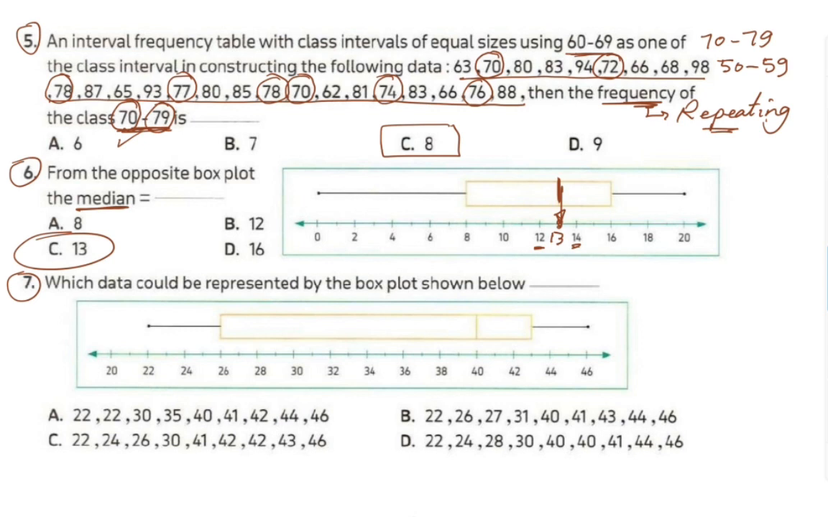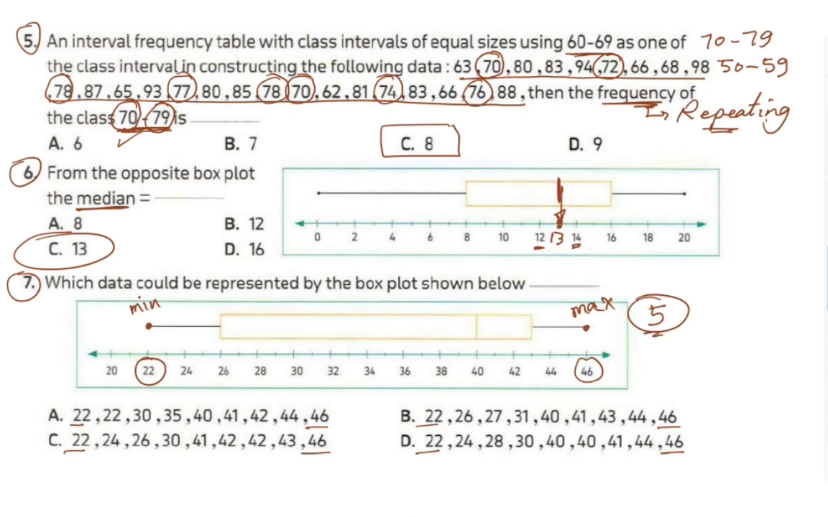Which one can I represent by this box plot? How to find it? Five summary, five numbers. First minimum, and here we have maximum. So the group starts with 22 and ends up with 46, okay. Look here at A, 22, 46; B, 22 and 46; C, 22 and 46; D, 22 and 46.